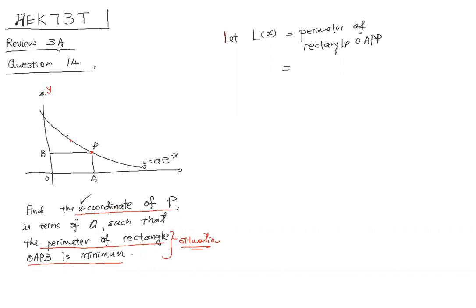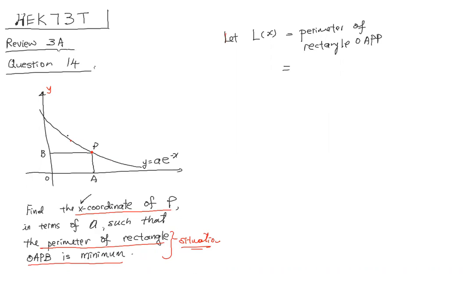Yes, miss. In this situation, how to find the perimeter of the rectangle? 2x plus 2ae to the power of negative x. Okay, how do you know it's 2x? Because it has two sides that have the same length. How do you know it's 2x? Because the coordinate of P is x and ae to the power of negative x.